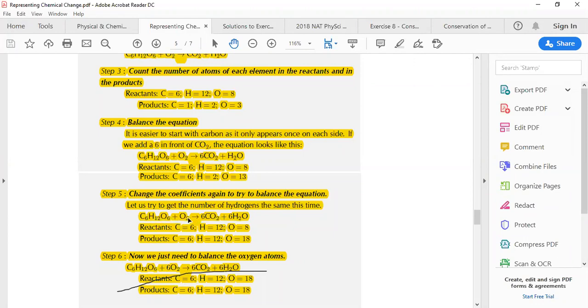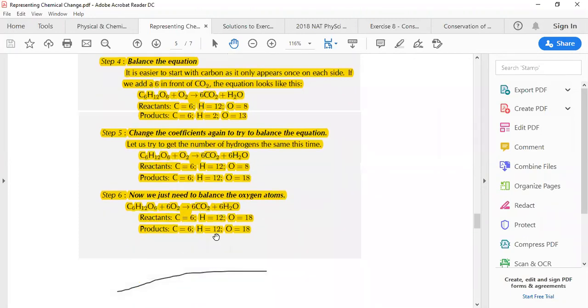What is left is the oxygen. Oxygen, we've got 6 plus 2, 8. And here we've got 6 times 2, 12. 12 plus 6 makes it 18. So oxygen is not balancing. On one side, we have got 8. And on the other side, we have got 18. So what are we going to do? Now we just need to balance the oxygen atoms.